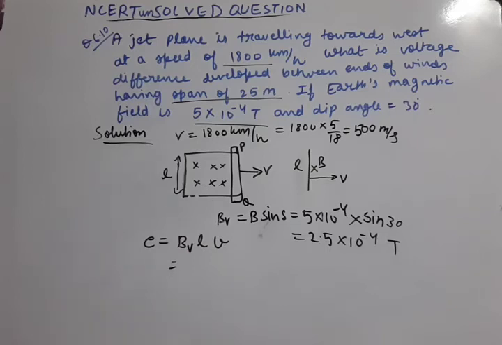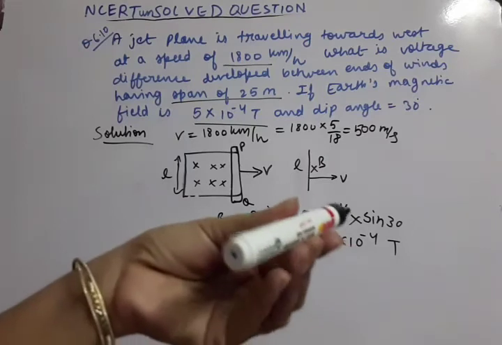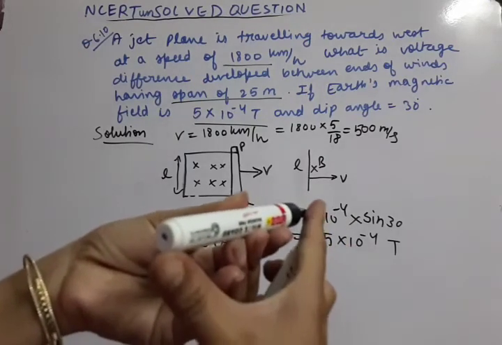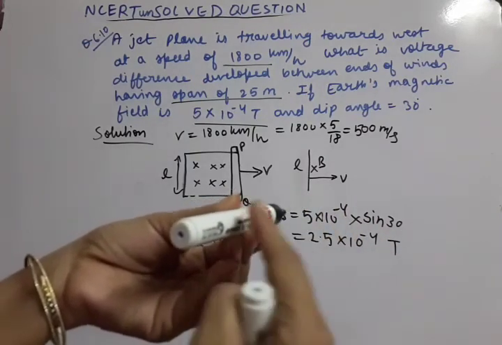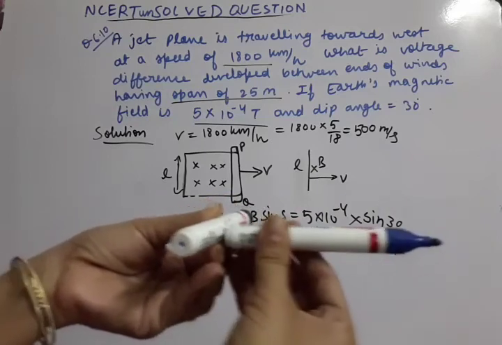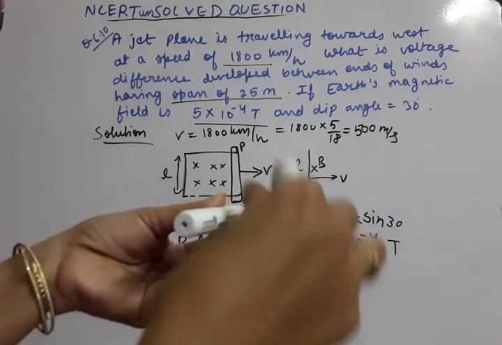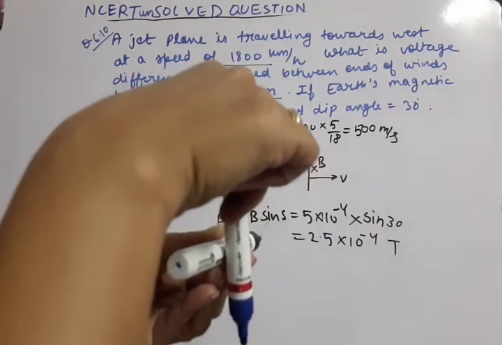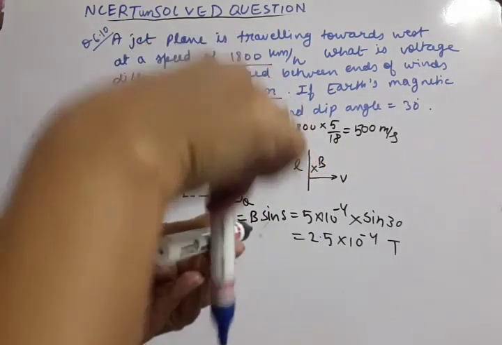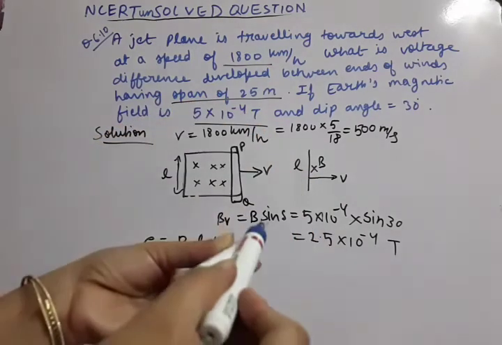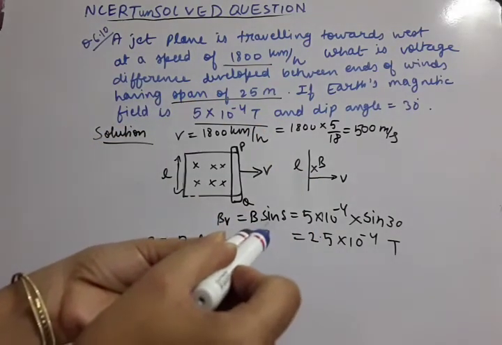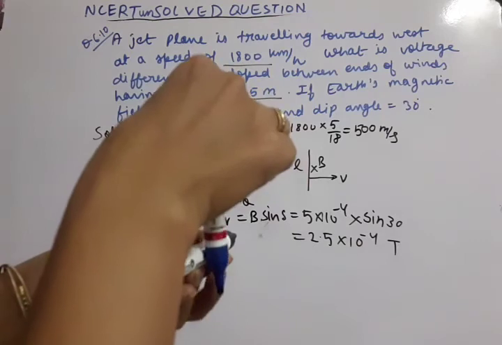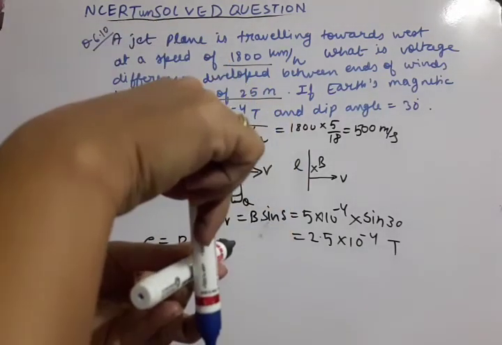Okay, I think you have understood now. If this is the jet plane, its length is this, its movement is this. The jet plane is moving in this direction. And what is the required magnetic field? That should also be perpendicular to all these things. So the required magnetic field is the vertical magnetic field. We cannot take the horizontal magnetic field of Earth. That's why here we have taken the vertical magnetic field of Earth.